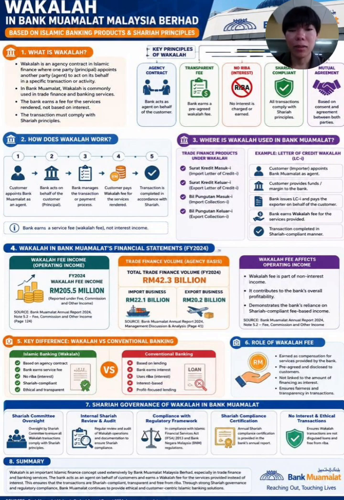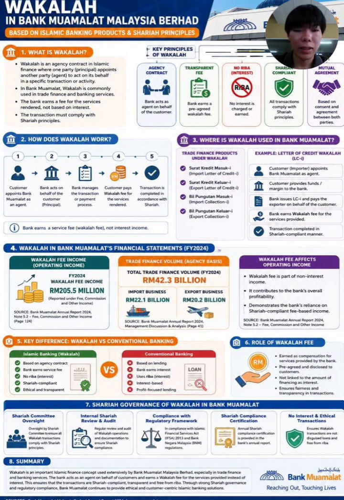Now let's move to section 5. This section explains the key differences between Islamic banking using Wakalah and conventional banking. This is very important to understand. On the left side, you can see Islamic banking. It is based on an agency contract. This means the bank acts as an agent for the customer, and the bank earns a service fee for its work. There is no riba. Everything is Sharia compliant, ethical, and transparent.